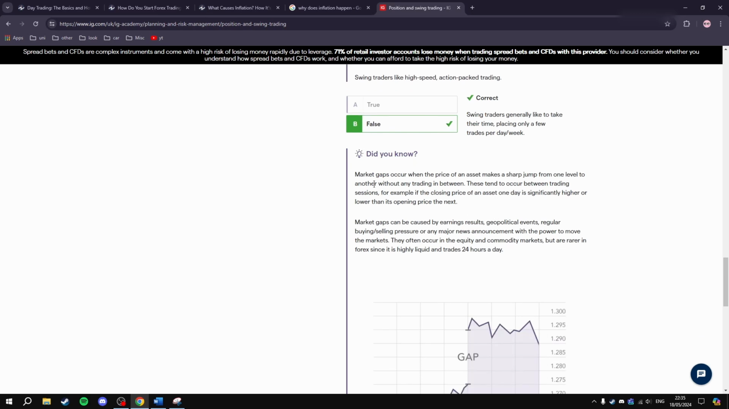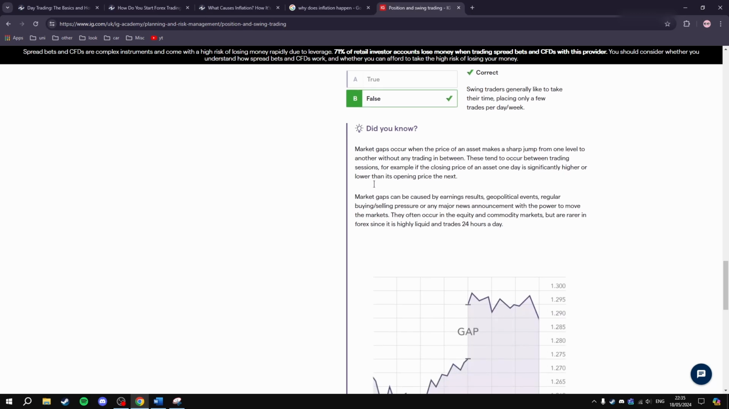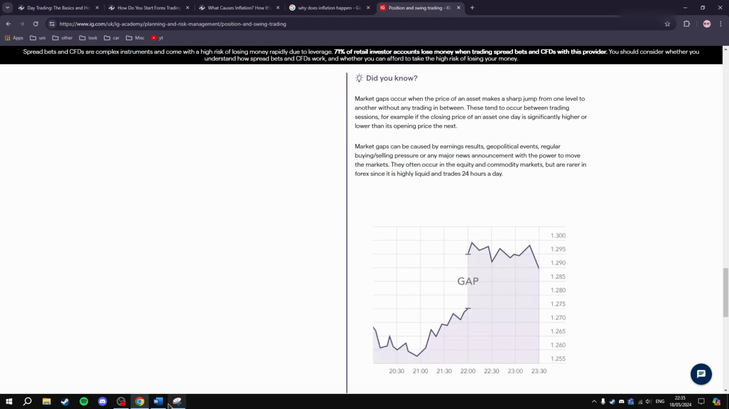Did you know market gaps occur when the price of an asset makes a sharp jump from one level to another without any trading in between?